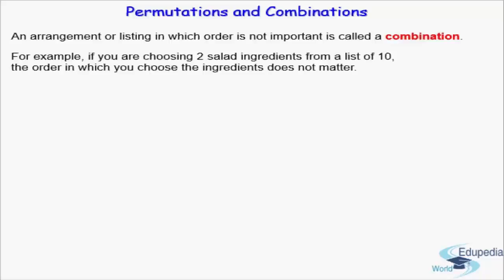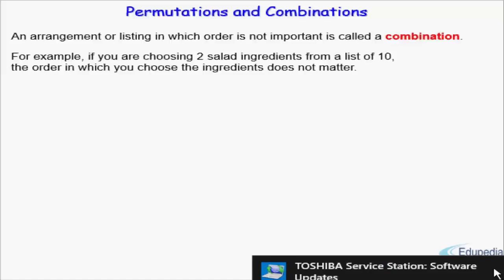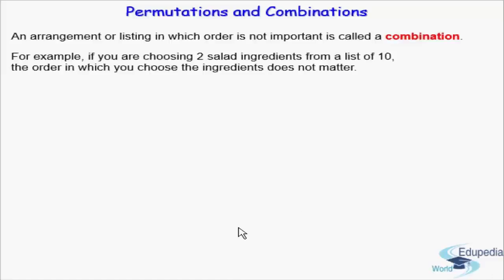So we talked about permutations, that we said that an arrangement or listing in which an order is important is called a permutation. Now the combination is exactly kind of an opposite to permutation. A combination is basically an arrangement or listing in which an order is not important. In the example over here, you are choosing two salad ingredients from a list of 10, and it does not matter which ingredient you choose first, that is, it doesn't matter which order you choose the two ingredients in. If that is the case, we're going to use a combination.